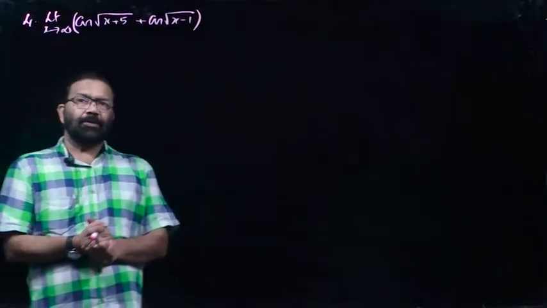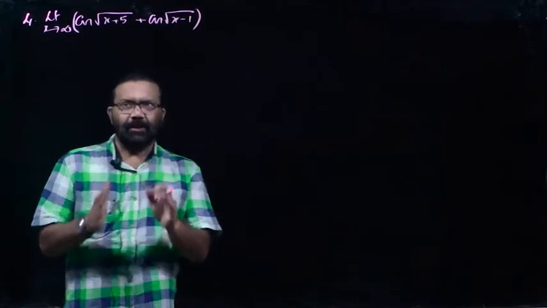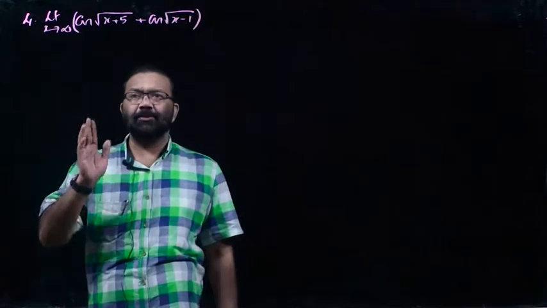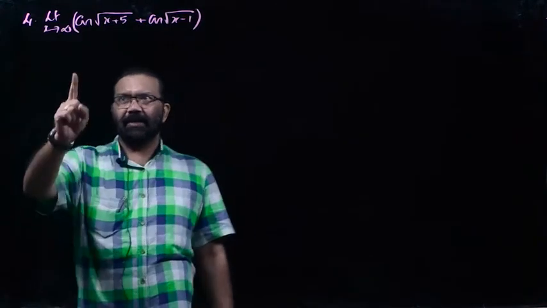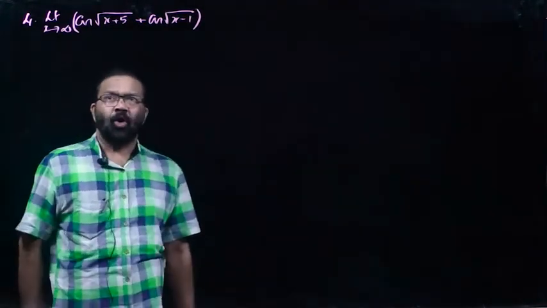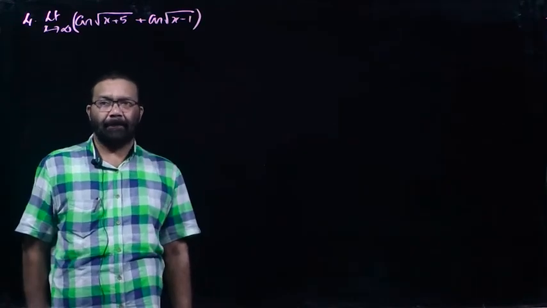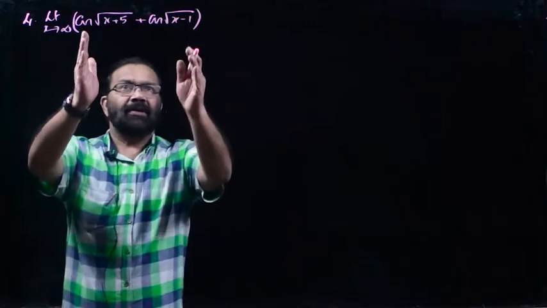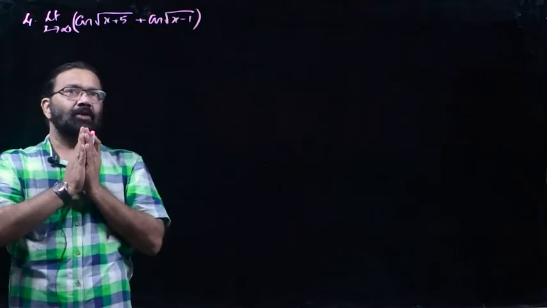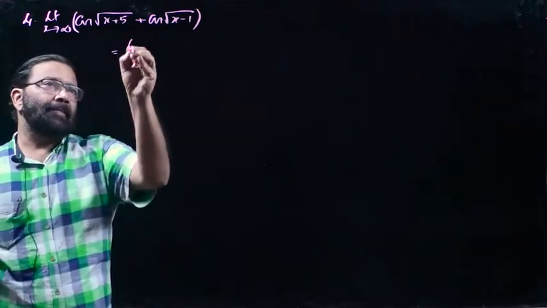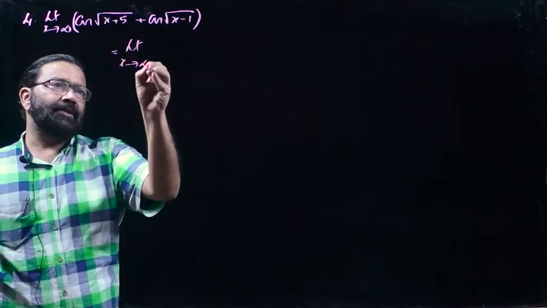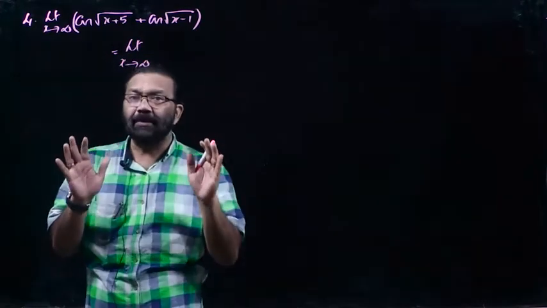Now, let us move to the next problem. This is also almost similar to the last two problems. Limit x tends to infinity, cos root of x plus 5 plus cos root of x plus 1. Again, we have cos c plus cos d form. So, this is limit x tends to infinity. Now, what is cos c plus cos d?